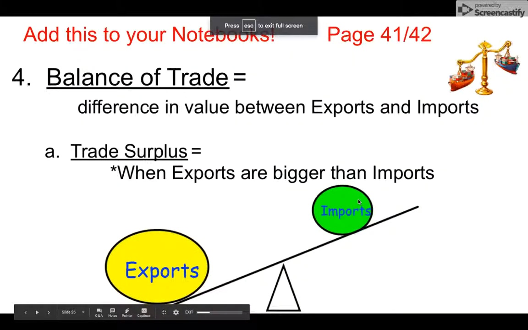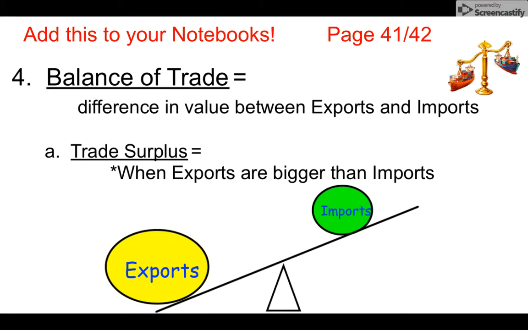Okay. And the first thing is let's define balance of trade. The balance of trade is known as the difference between exports and imports. And we talked about exports being goods exiting the country, so goods leaving the United States, versus goods being imported to the US, which is goods coming into the country.